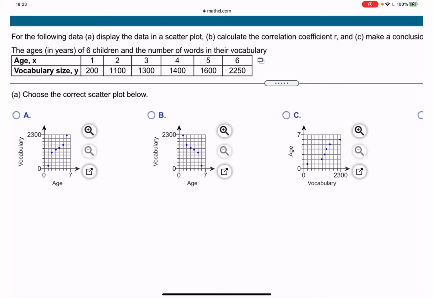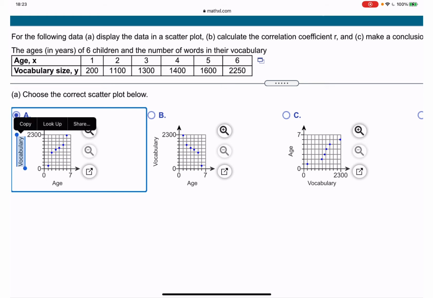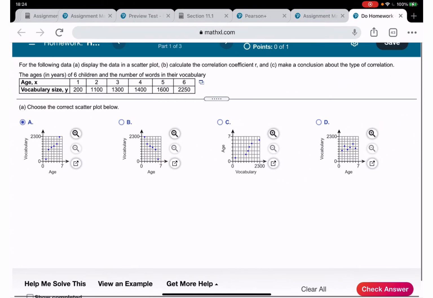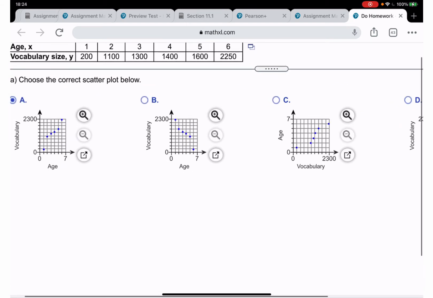So I'm choosing A. We have 200 right here, the lowest one, and then it goes as a straight line, and 2050 a little bit further away. So let's also double check with StatCrunch.